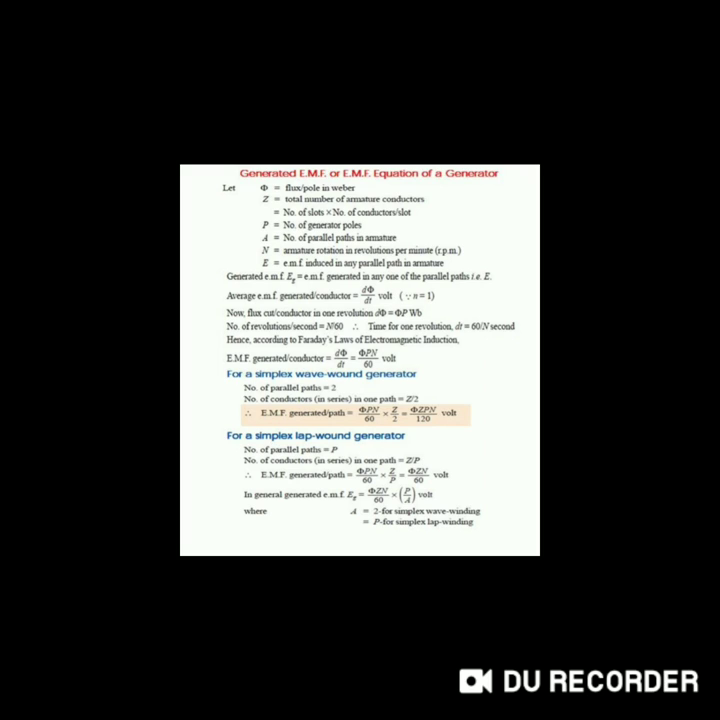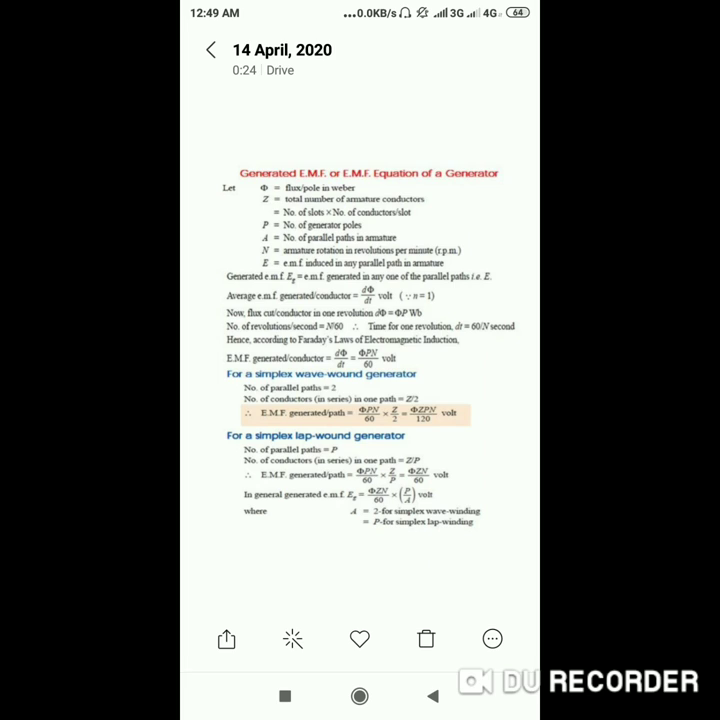So we know the average EMF generated per conductor is given by d phi by dt. Now the flux cut per conductor in one revolution, that is d phi, we can write as phi into P. Number of revolutions per second is n by 60, which is nothing but a time. So dt is equal to 60 by n in seconds.